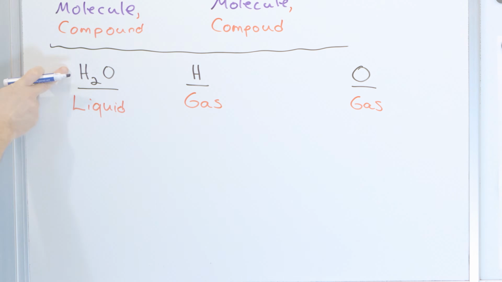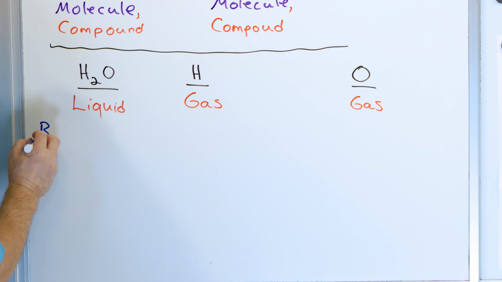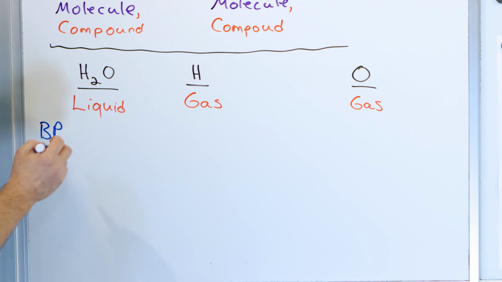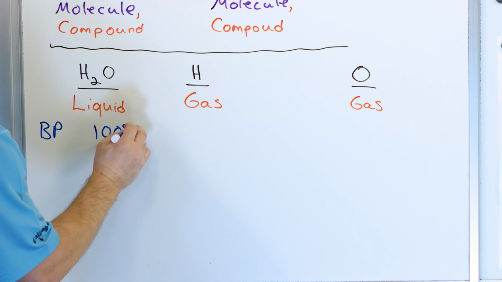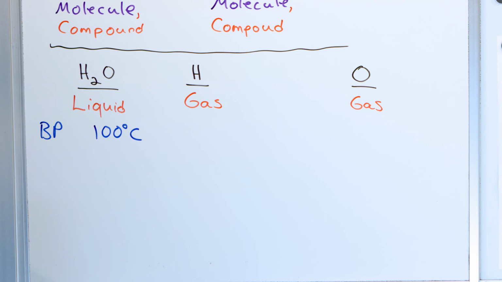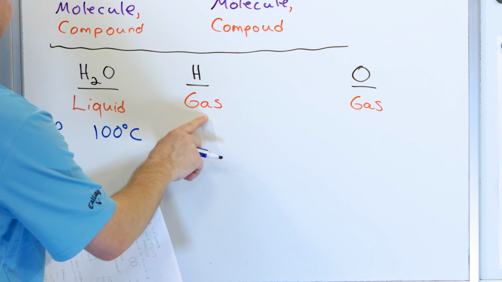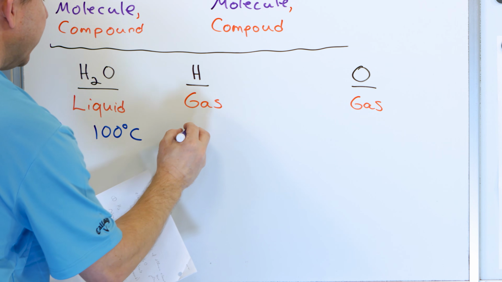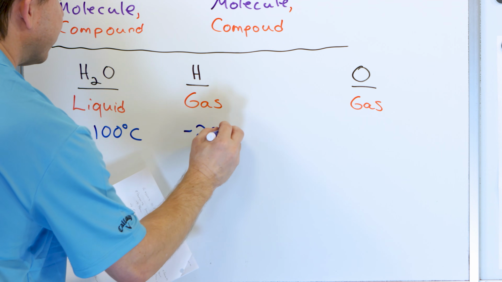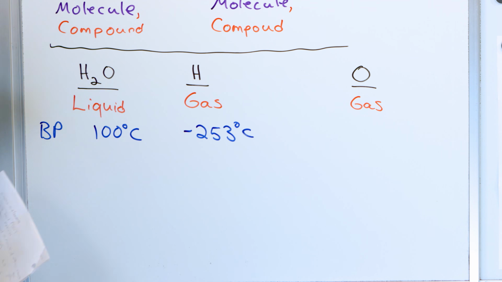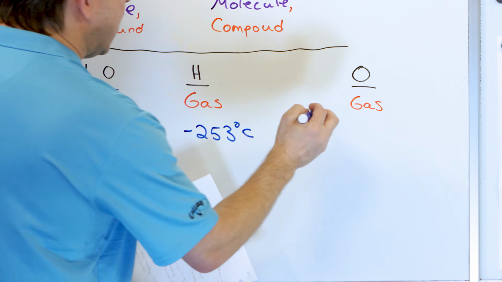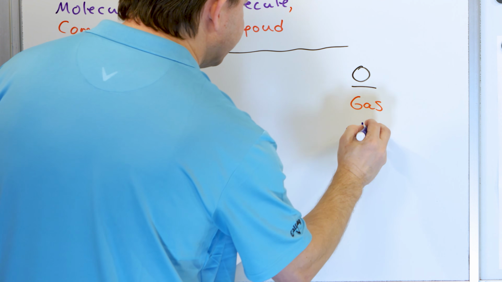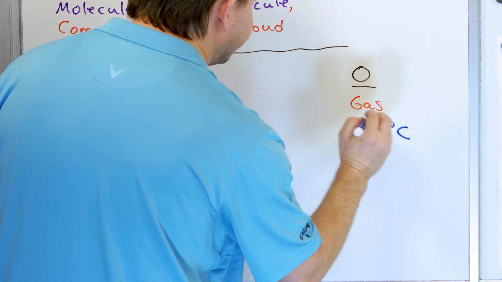All right? Water in general has a boiling point, I'll put BP for boiling point, of 100 Celsius. You all know that at sea level, it's about 100 Celsius to boil water. But the hydrogen that is inside of the water, the boiling point is negative 253 degrees Celsius. Very, very, very cold. And the oxygen is negative 183 degrees Celsius.